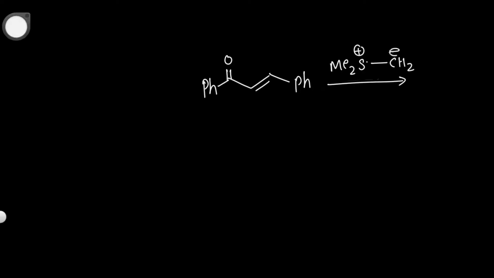Ph, double bond here, double bond here, Ph, and I have taken here a reagent, something like this: Me2S with a positive charge here, and here is a CH2 minus. And on this side I am taking SMe2 with a positive charge, but I have taken cyanide also attached here. This is our negative charge, right?